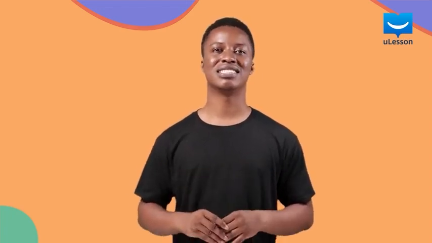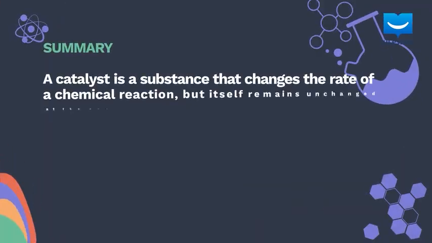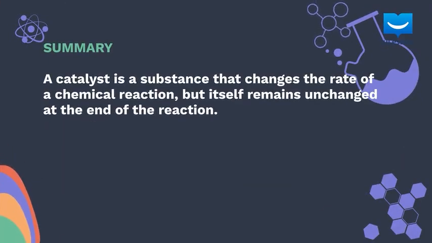But to conclude this lesson, we'll have to do a simple summary of what we've learned so far. A catalyst is a substance that changes the rate of a chemical reaction, but itself remains unchanged at the end of the reaction. In the next lesson, we will discuss the types of catalysis.